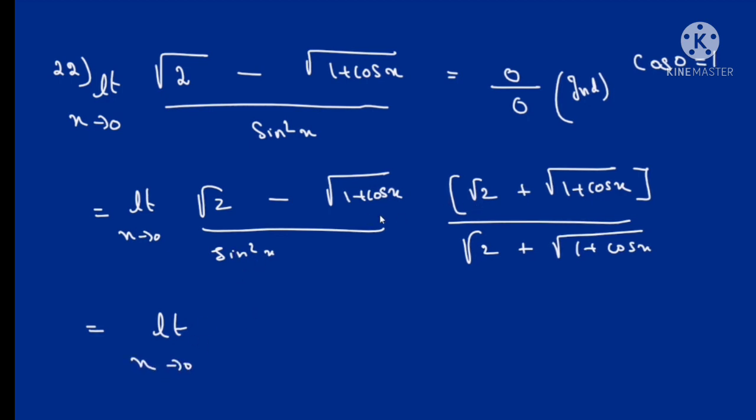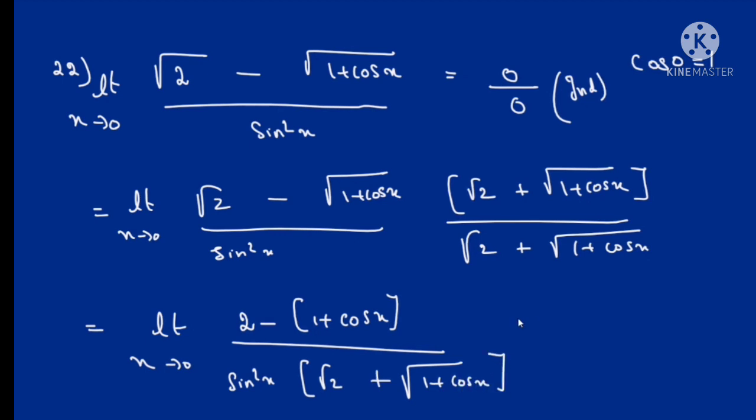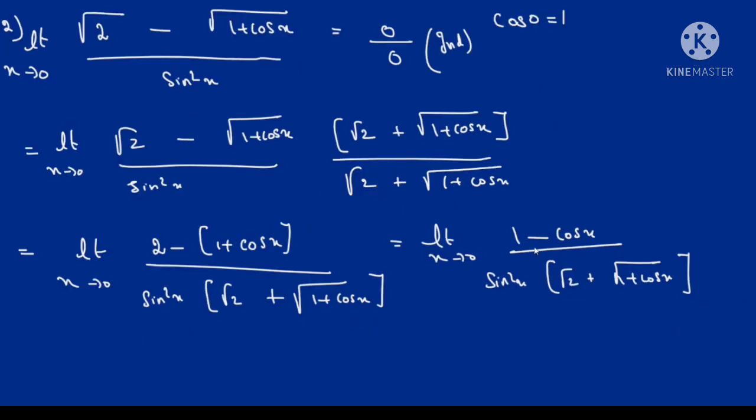This is a minus b into a plus b, so a square minus b square. So 2 minus 1 plus cos x, divided by sine square x into root 2 plus root of 1 plus cos x. So that is equal to limit x tends to 0, 2 minus 1, that is 1 minus cos x, divided by sine square x into root 2 plus root of 1 plus cos x. Now we apply the limit and check.